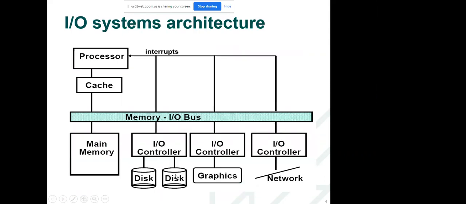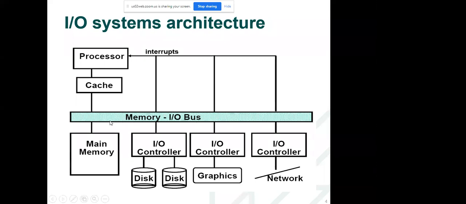So this is the architecture. This is your processor. Between main memory and processor, there is a cache. We have already discussed this part. And these are buses. This is the memory bus.